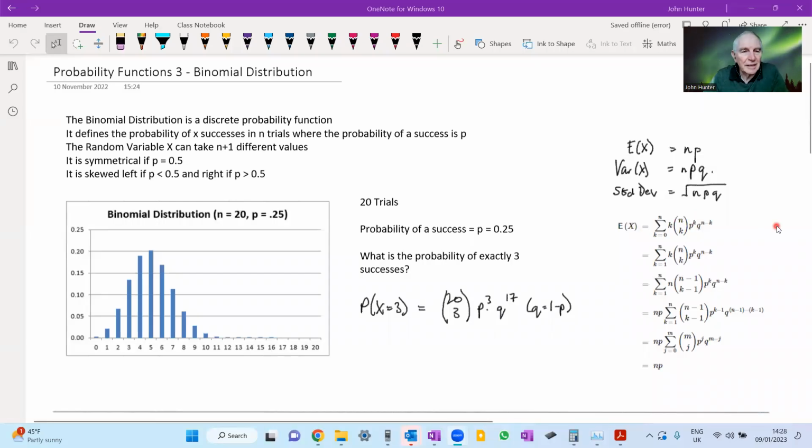Hi, this is the third video in the probability functions section on the binomial distribution. Let's just do, what are we talking about here? The binomial distribution is a discrete probability function, probably the key one, the most important one at this level, with probably the most interesting and tricky questions.